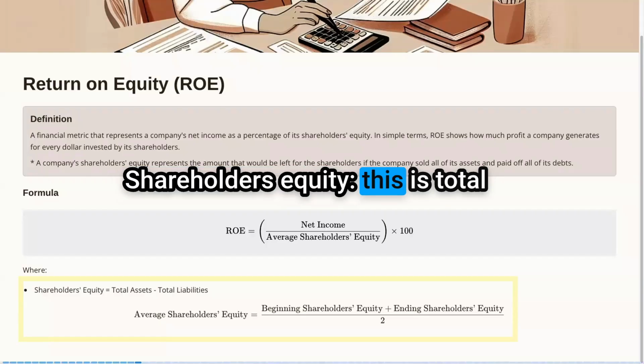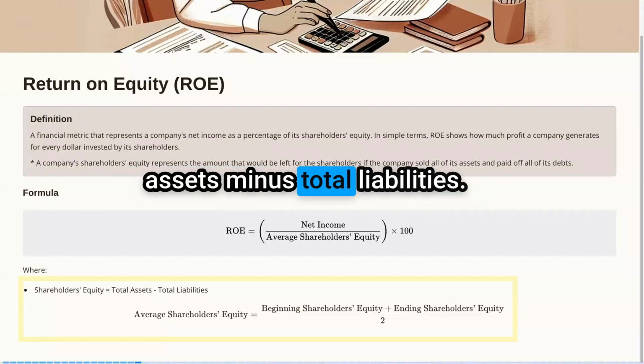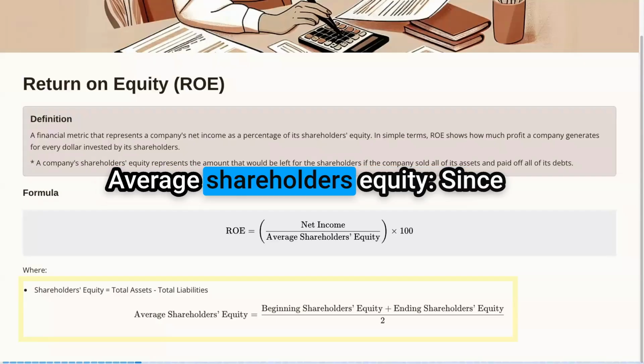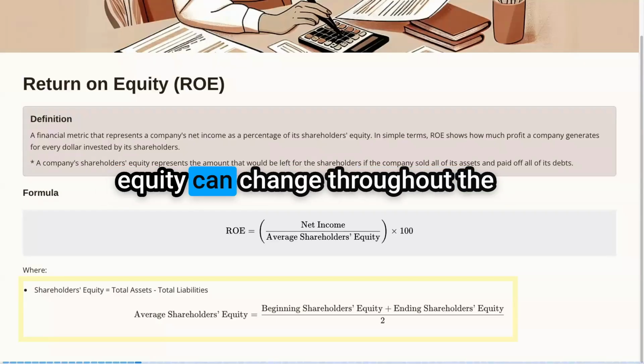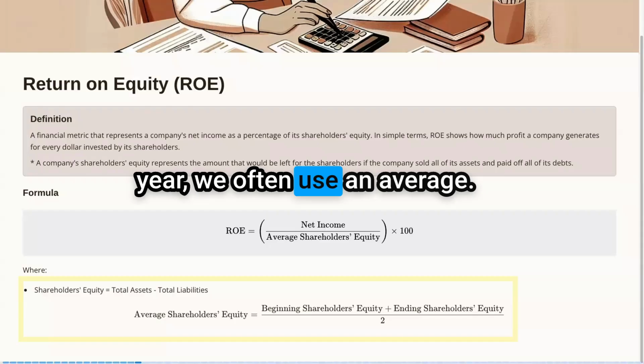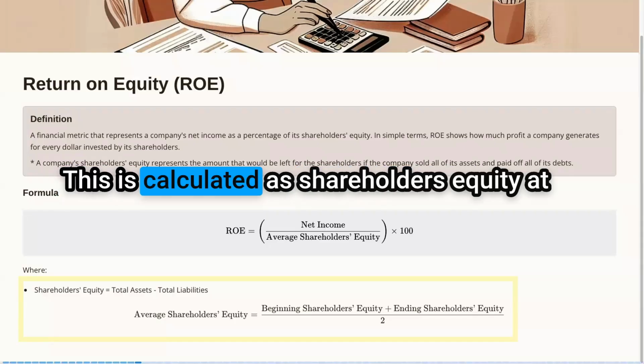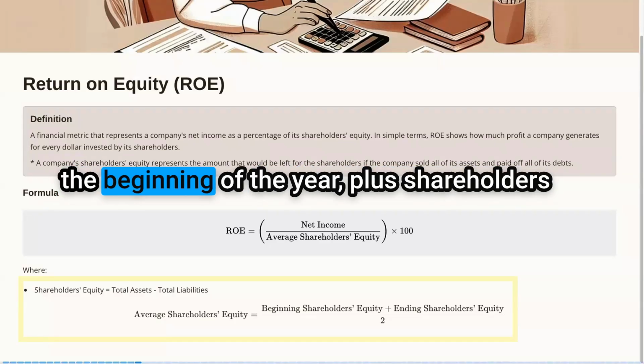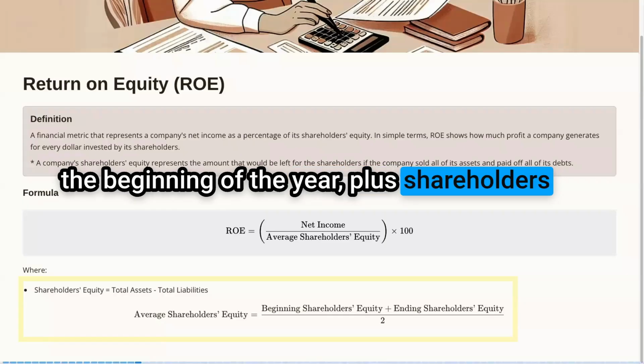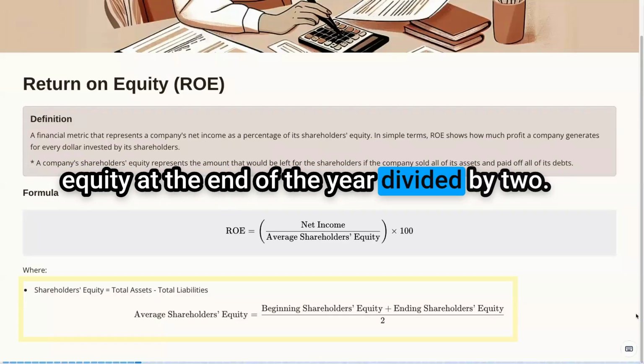Shareholders' equity. This is total assets minus total liabilities. Average shareholders' equity. Since equity can change throughout the year, we often use an average. This is calculated as shareholders' equity at the beginning of the year plus shareholders' equity at the end of the year, divided by 2.